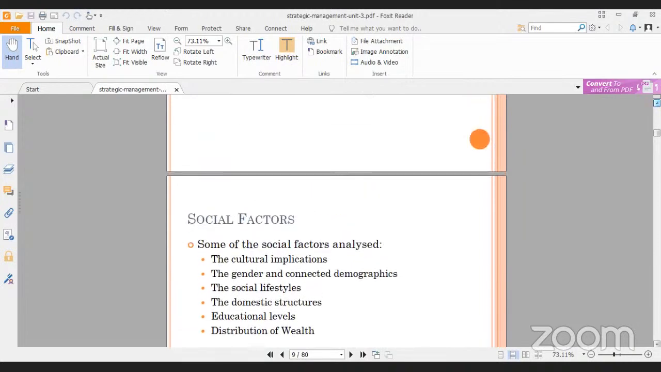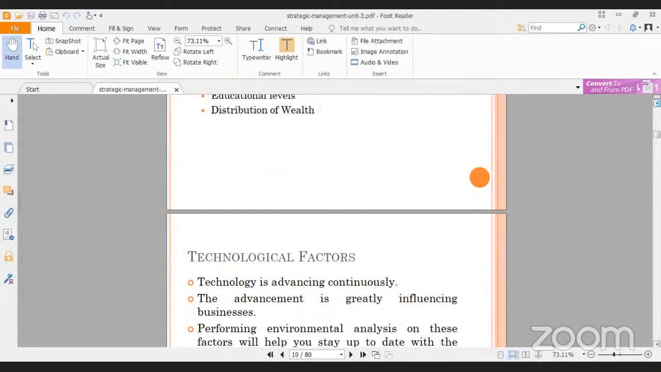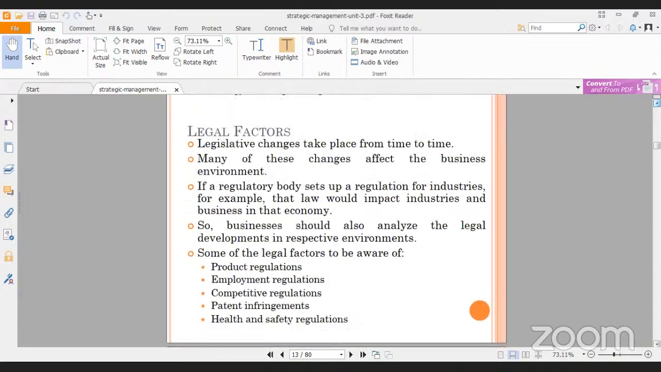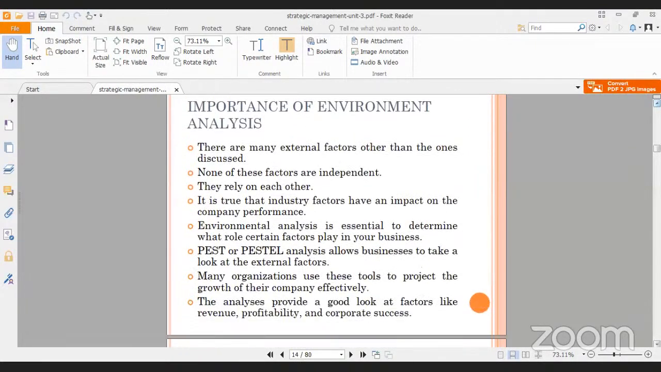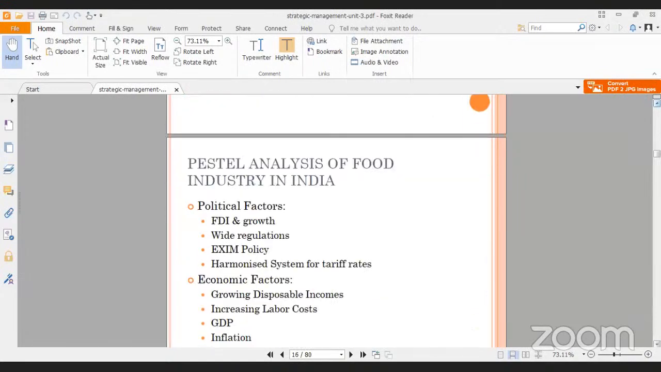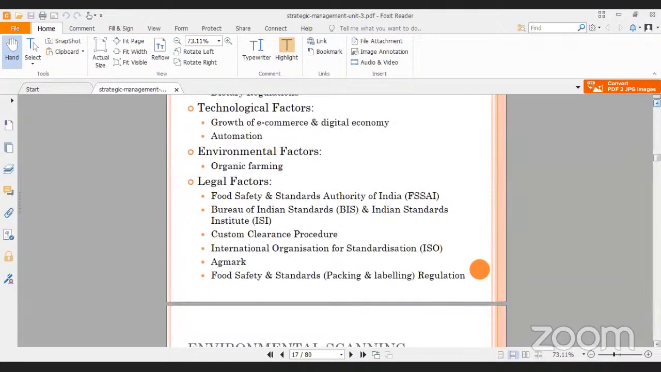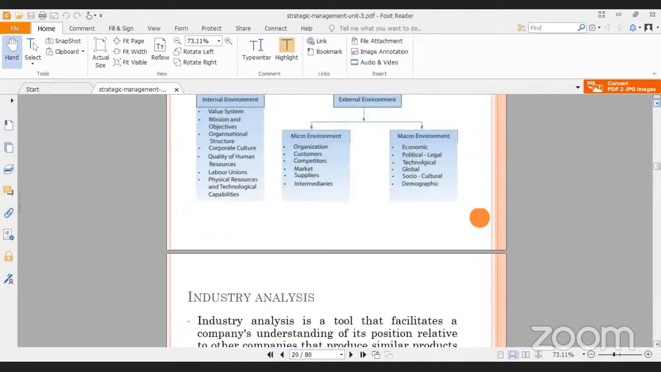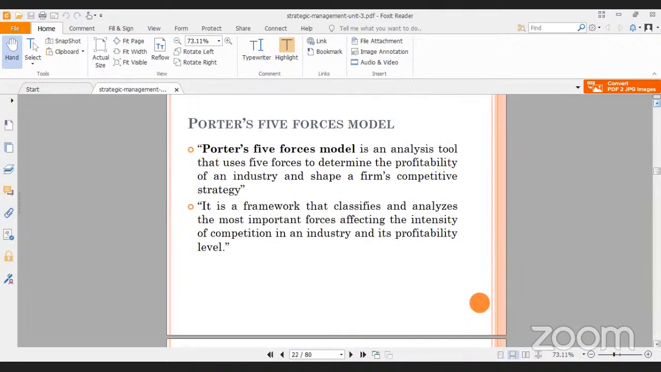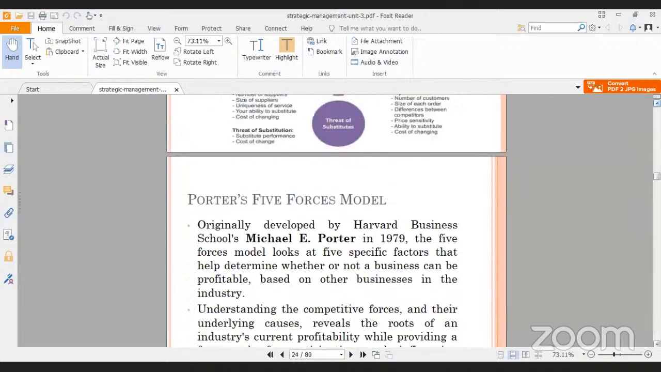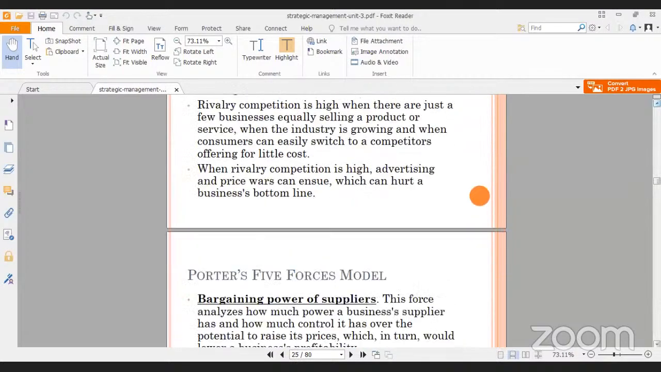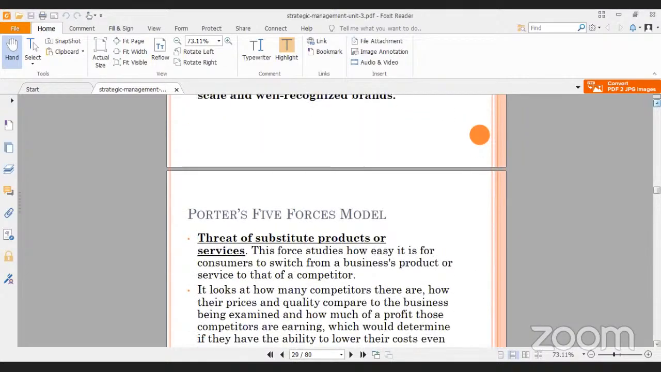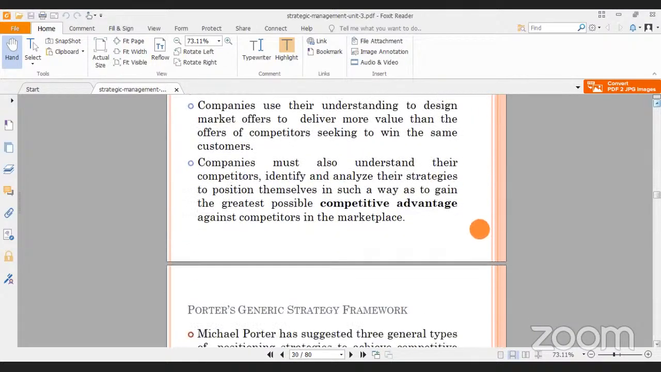SWOT is a combination of internal and external environment. When you analyze any company, first you have to identify what the internal environmental factors and external environmental factors are. Then you think about how to make this analysis and do a comparison. That is called a matrix, a combination.